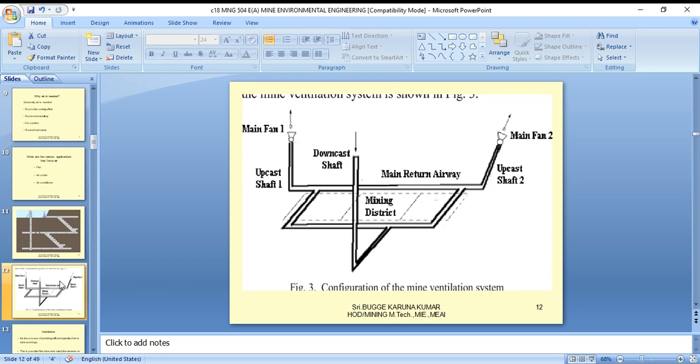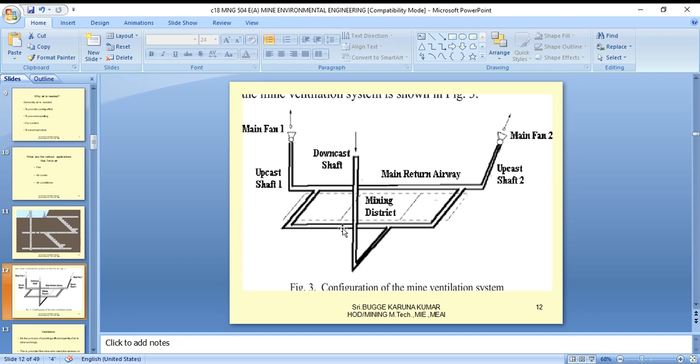Similarly, I'm showing another simple diagram, a network of ventilation. For understanding purposes, in the coming classes I will explain more about this figure. Here there are simply downcast and upcast shafts. There are two upcast shafts. This is an upcast and this is also an upcast shaft.